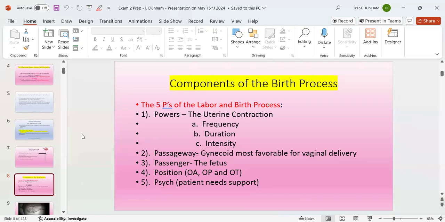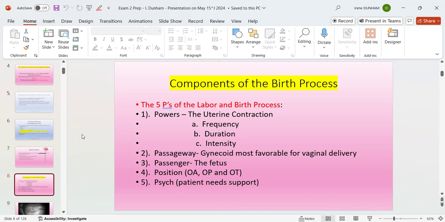Now, OP stands for occipital posterior, where the back of the head is leaning back toward mom's posterior. And so his chin is up in the air. It's hard to get a baby down the pelvis that way. But guess what? You can deliver OP. Write this down: OP equals more pain. They have a lot of back pain. Oh, a lot of back pain.